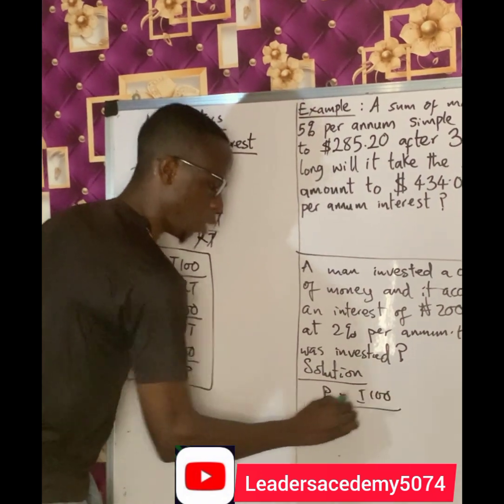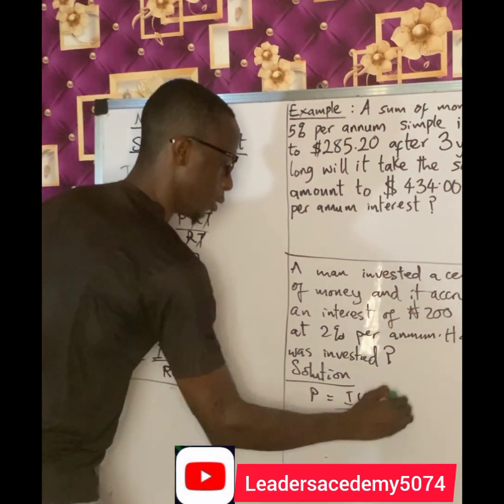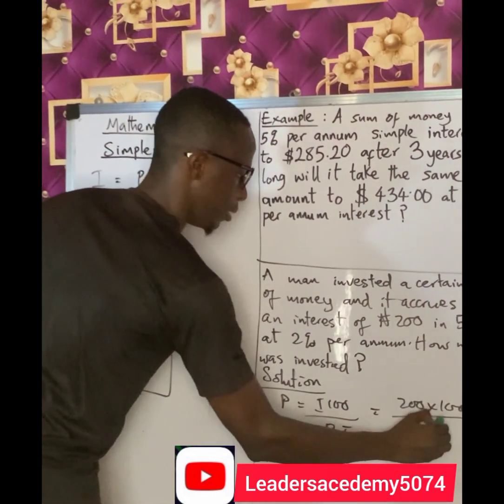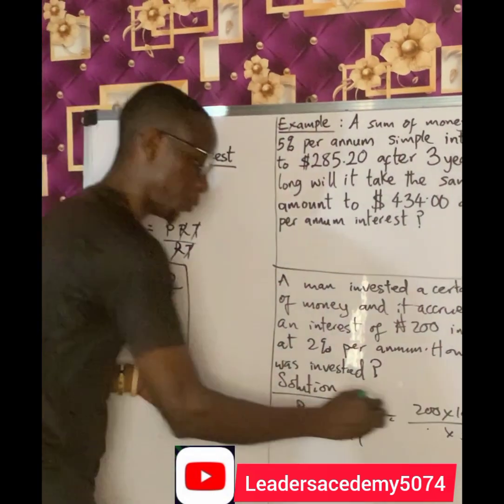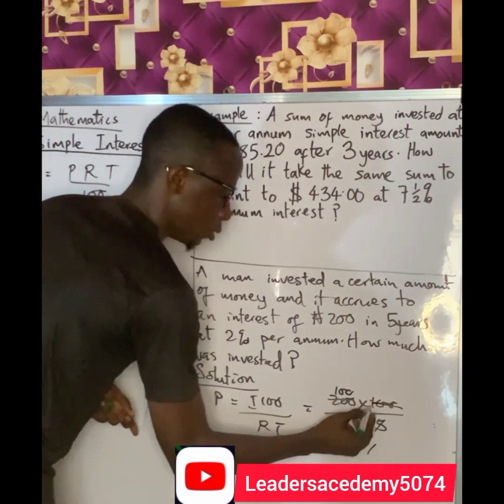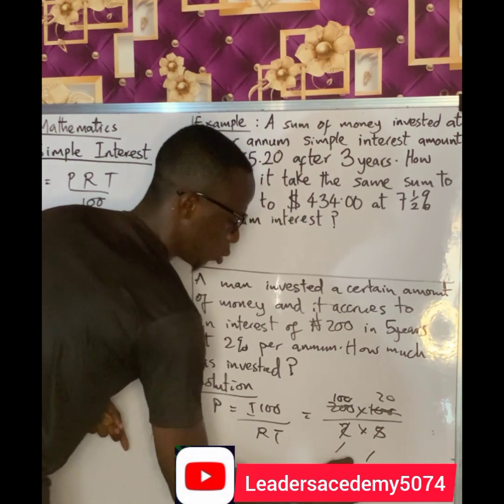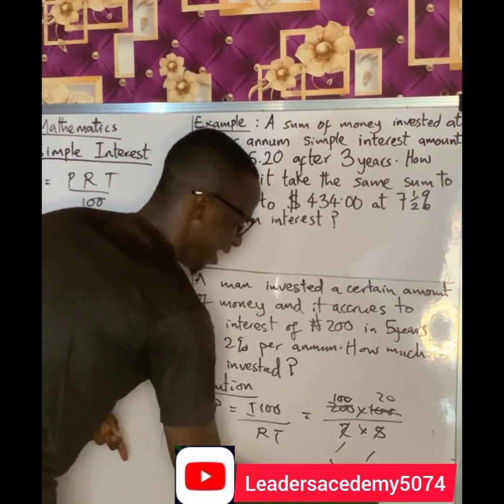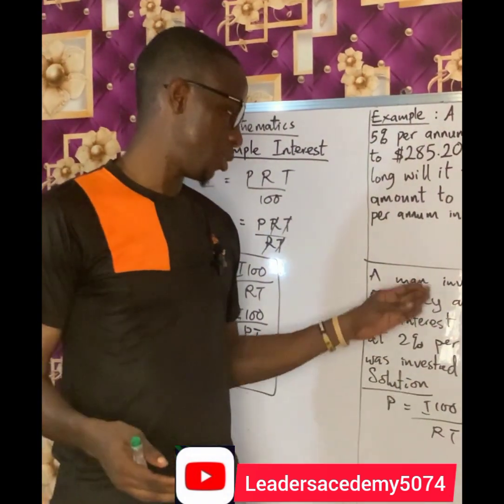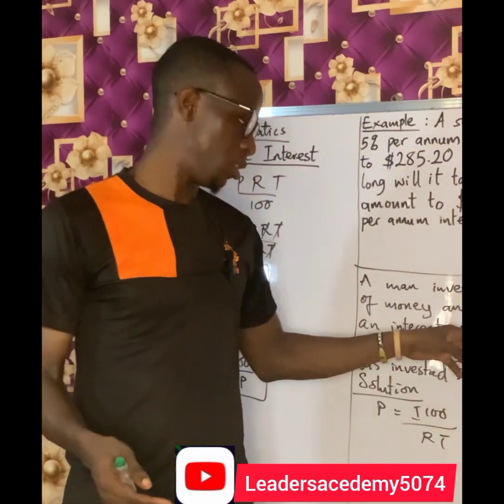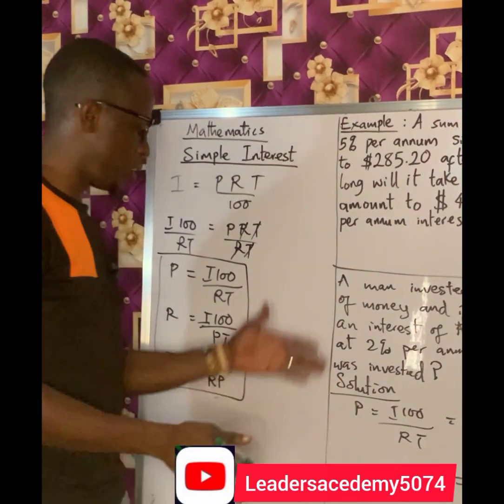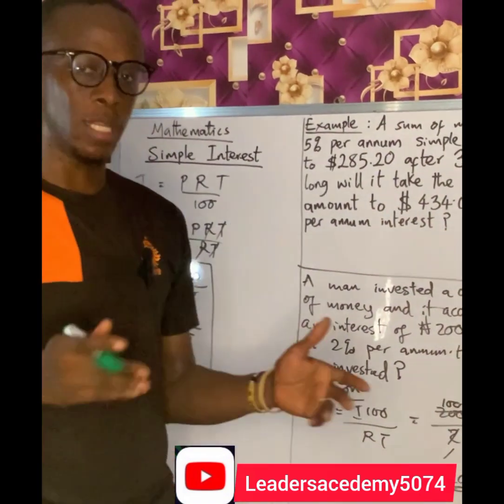I times 100 over RT. The interest is 200 times 100 over time, which is 5 years, and the rate is 2%. So 100 divided by 5 gives 20, times 200 gives 2000 naira. So 2000 naira was the principal that was invested at that rate and time to give this interest. The same way you can also solve other questions on rate and time using the same principle. Just input your values and you get your answer.